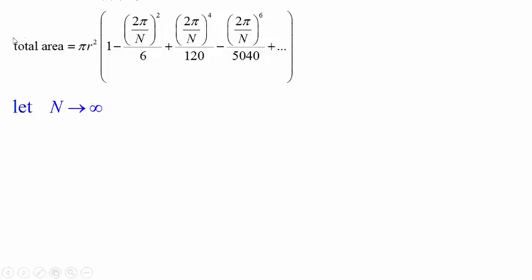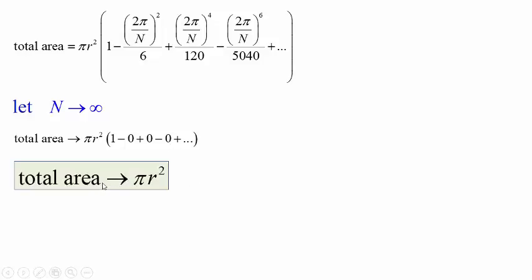And therefore, this expression above becomes total area will approach pi r squared times 1 and each of the other terms, which is 0. And that gives us total area approaching pi r squared. In other words, as we let the polygon take on an infinite number of sides, the total area that it has will be pi r squared, which of course is our formula for the area of a circle.